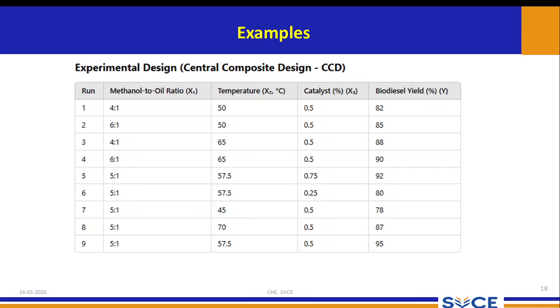The biodiesel yield obtained from the experimental values starts at 82%. It is very clear that at experiment number 9, the ninth row, you obtain 95% biodiesel yield, which states that with a methanol to oil ratio of 5:1, a temperature of 57.5 and a catalyst percentage of 0.5, we are getting a biodiesel yield of 95%.